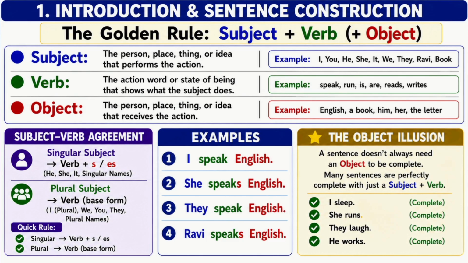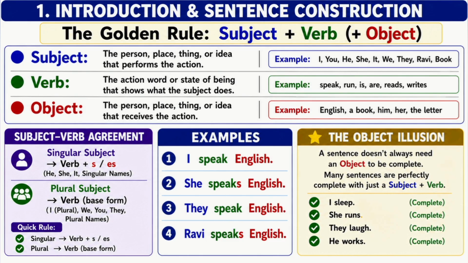When putting these elements together, you must follow the rule of subject-verb agreement. When you have a singular subject, which includes he, she, it, and singular names, the verb must take an s or es ending. However, when you have a plural subject, which includes the pronouns I, we, you, they, and plural names, the verb remains in its base form without any extra endings. Let's look at how this applies to our examples.